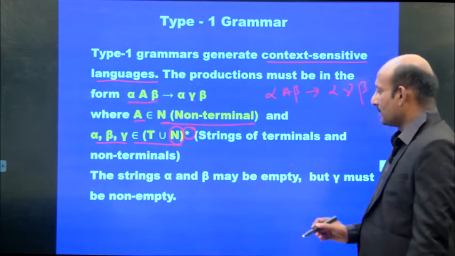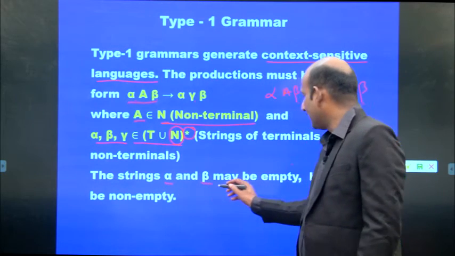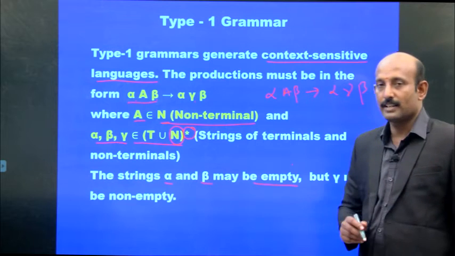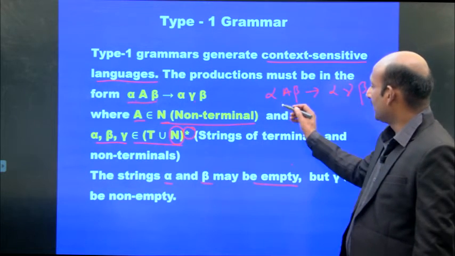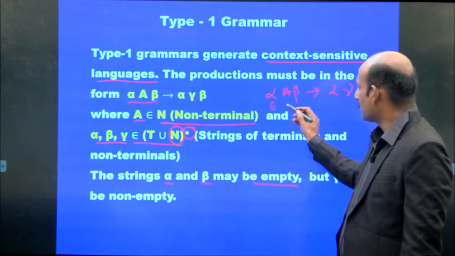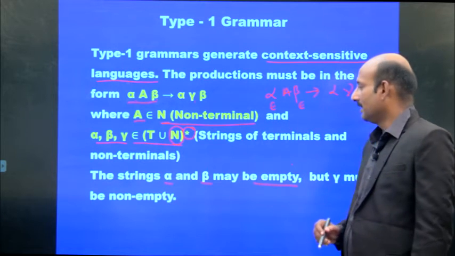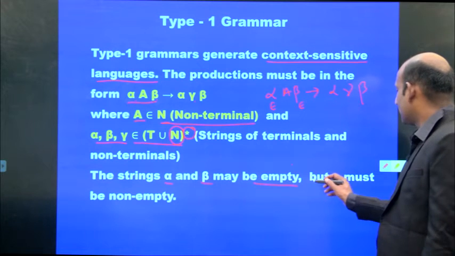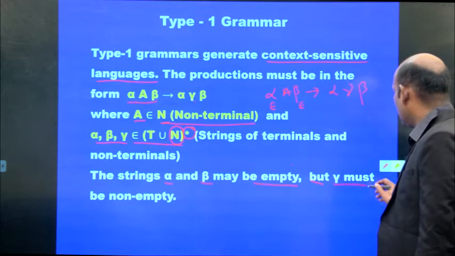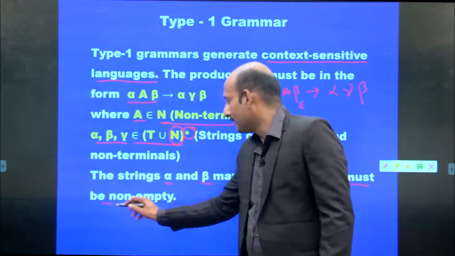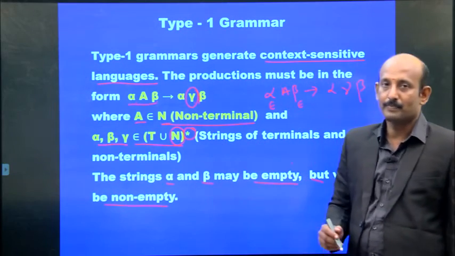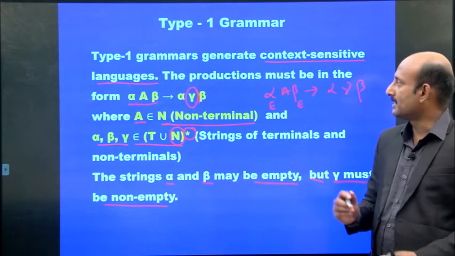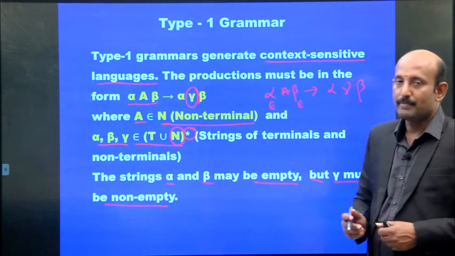The strings alpha and beta may be empty. That is another condition: they can also be empty, which we can denote by epsilon. But gamma must be non-empty. So this type of grammar is the type 1 grammar.